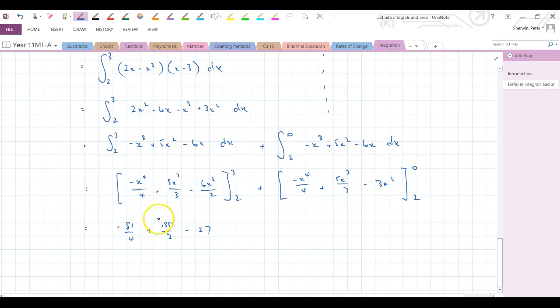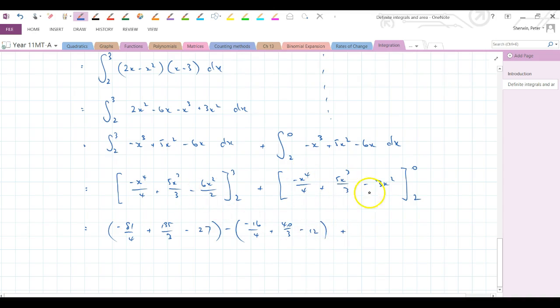Now that's just for 3 going in. I need to subtract 2 going in. 2 going in is going to be minus 16 over 4. 2 going in here is 5 times 8 is 40 over 3. So there's a lot of calculation to be done here. 3x squared with x being 2, 2 squared is 4, is 12. That's just this section here.